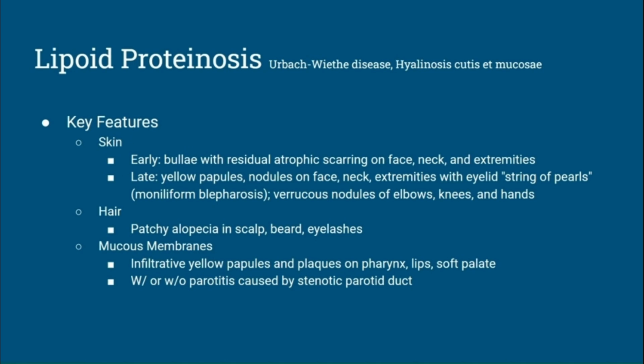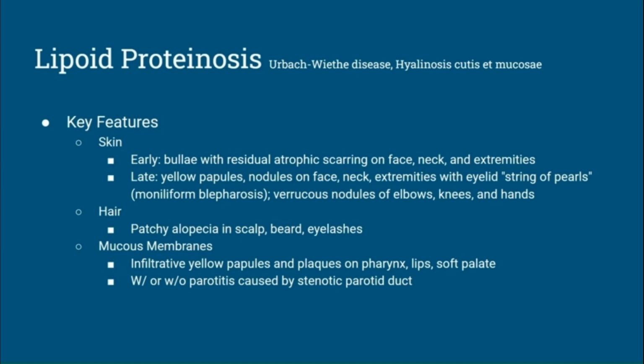Skin lesions, early on, you're going to see bullae with residual atrophic scarring on the face, neck, and extremities. However, late, you're going to see yellow papules and nodules on the face, neck, and extremities, and the very interesting finding of moniliform blepharosis, or the string of pearls along the eyelid, especially where the eyelashes pop out. You can also see verrucous nodules of the elbows, knees, and hands. You might see a patchy alopecia in the scalp, beard, and eyelashes.